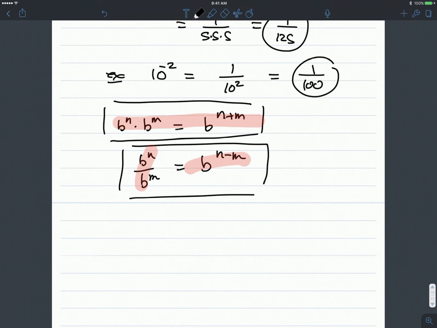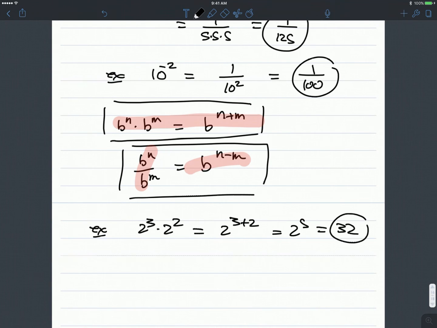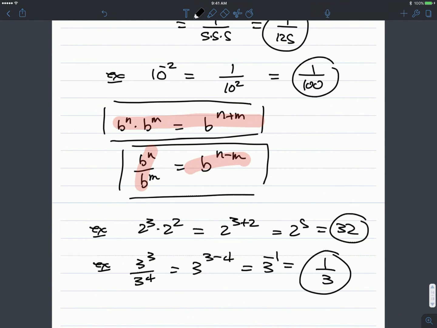So, for example, if you had 2 to the third power times 2 to the second power, you said, oh, I know, that's 2 to the 3 plus 2, or 2 to the 5th, the value is 32. Okay? And similarly, if you had 3 cubed over 3 to the 4th power, we said, oh, that's 3 to the 3 minus 4 power, 3 to the negative first power, and that's 1/3. So this is an illustration of some of these properties that you guys worked with in the past.